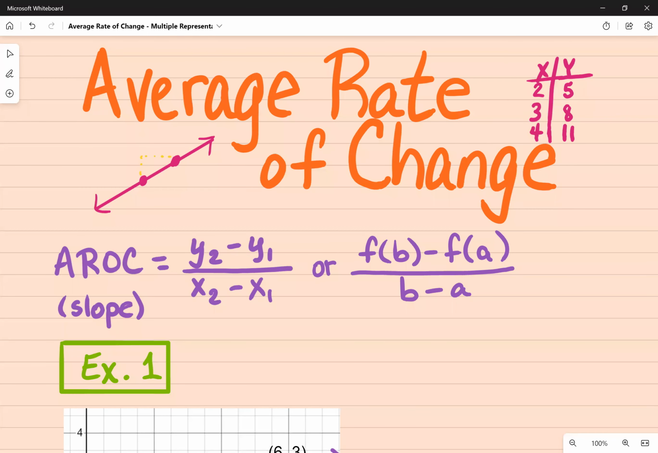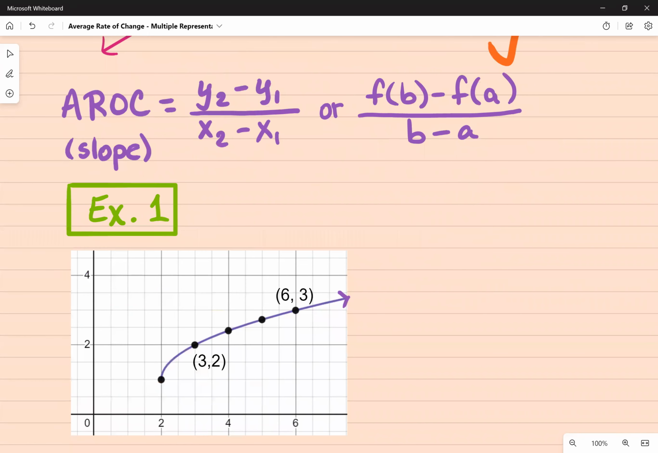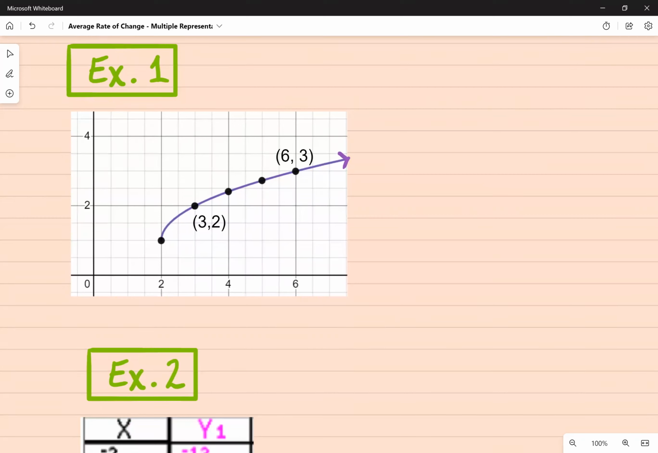The average rate of change for this video, we're going to use two of these, the two formulas that are shown here. And average rate of change is synonymous with slope. So that's why one of the formulas might look familiar. Y sub 2 minus Y sub 1 over X sub 2 minus X sub 1. And the next one that we will use is F of B minus F of A all over B minus A. So for my first example, I have a function that's shown here, which is a square root graph.